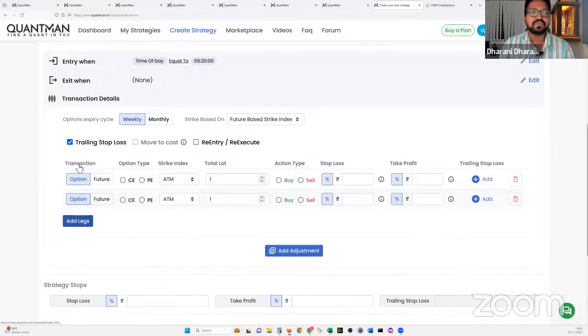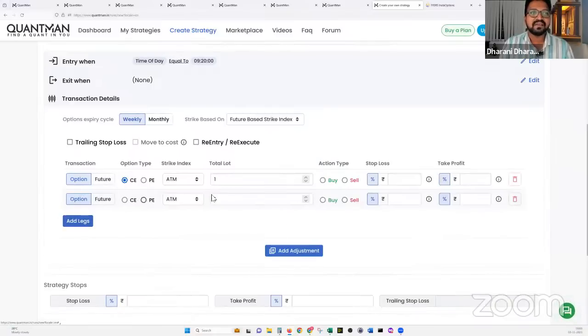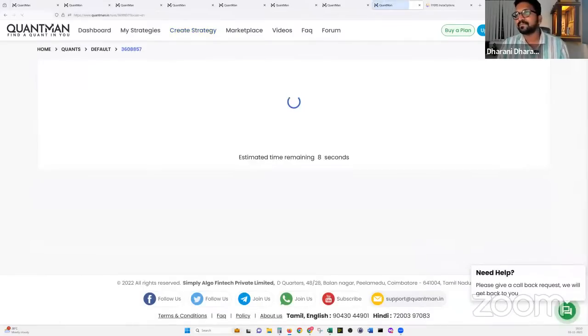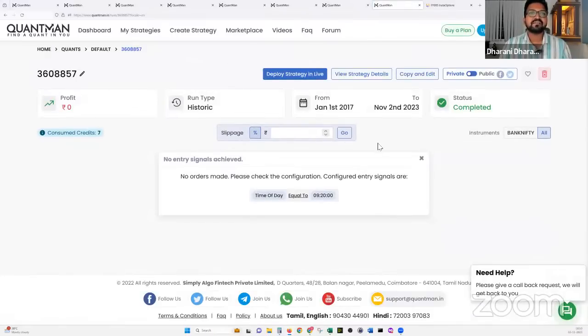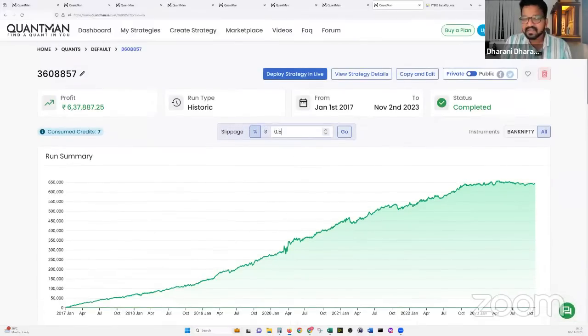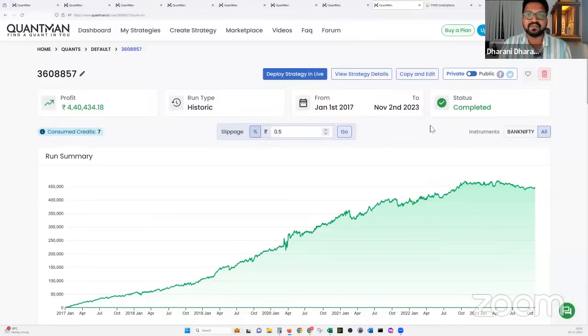I sell both my call option and put option, and I keep a 35% stop loss, and only one trade a day. That's it. This is how the strategy has performed. For option selling strategies, as I said earlier, we need to put 0.5% of slippage. For option buying, it should be 1.5%.